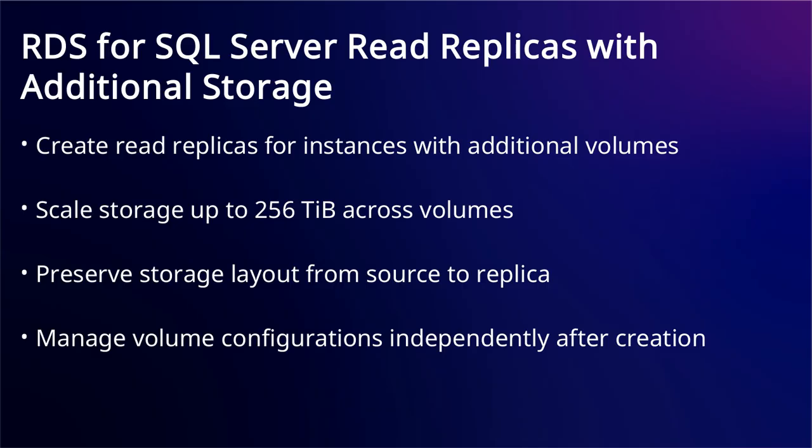When you create a replica, the system preserves the storage layout from the source instance, maintaining consistency in your storage architecture. After the replica is established, you can manage volume configurations independently on both source and replica instances, giving you flexibility to optimize storage for each instance based on its specific workload requirements. This capability is available in all AWS commercial and GovCloud US regions through the console, CLI, or SDKs.